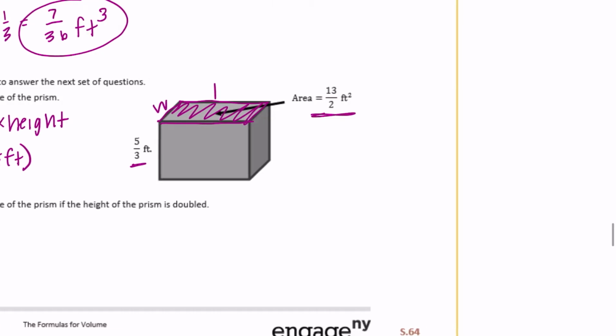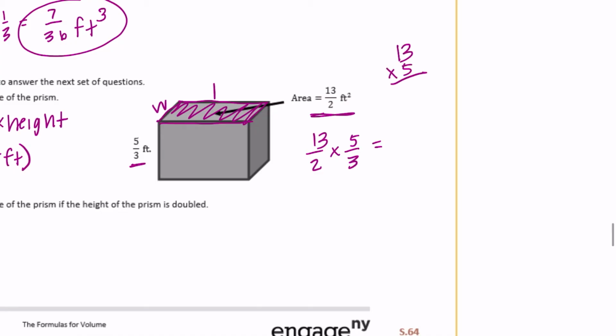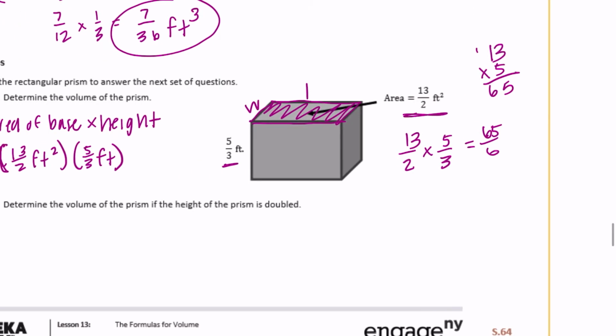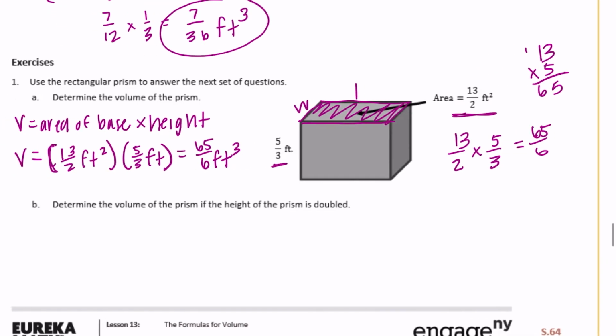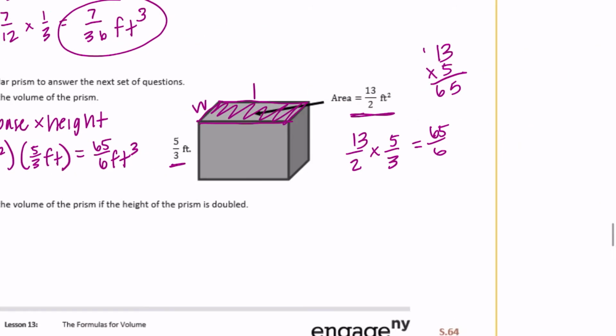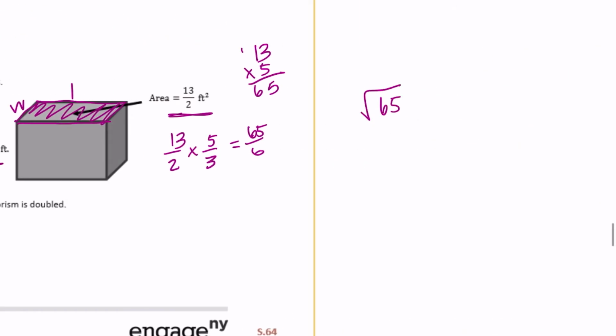And 13/2 times 5/3. 13 times 5 is 65 sixths. So we get 65 sixths feet cubed. And I'm going to go ahead and make that into a mixed number. Six can't go into 5, so we get 10 and 5/6 feet cubed.